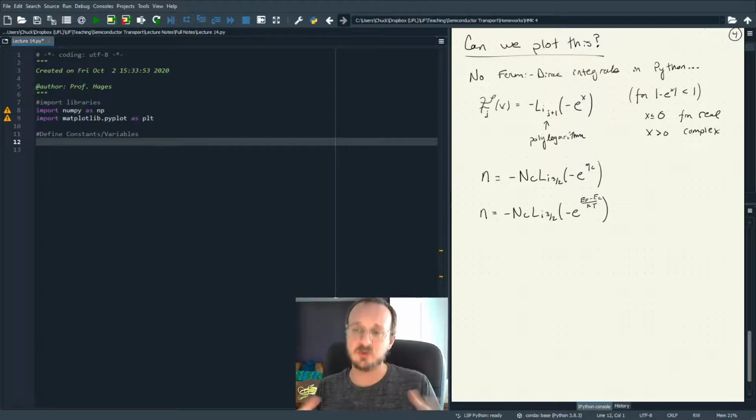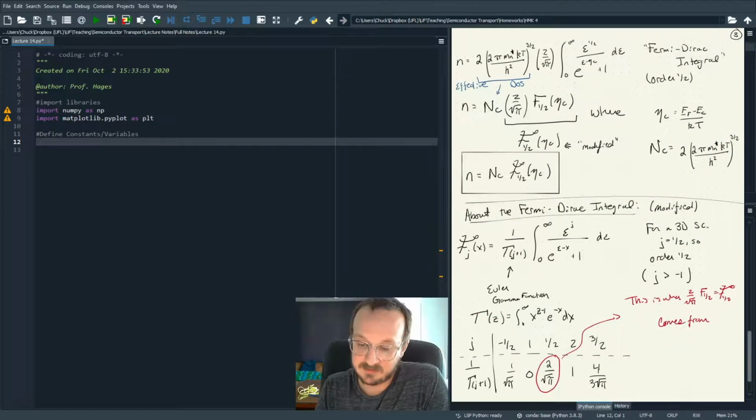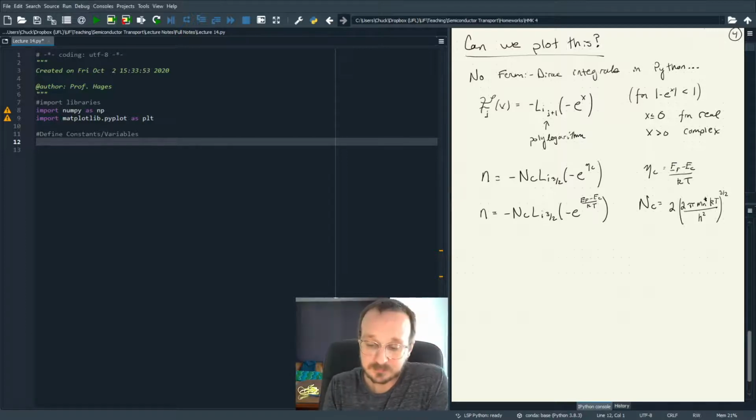So this is the function we want to use because they're built into Python. So we can use the polylogarithm. And let's be clear that this is defined for these values of eta and the effective density of state. So this is what those correspond to. And what do these bounds limit?